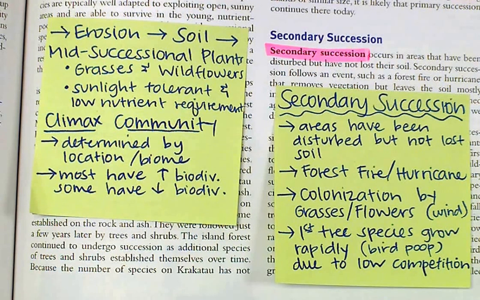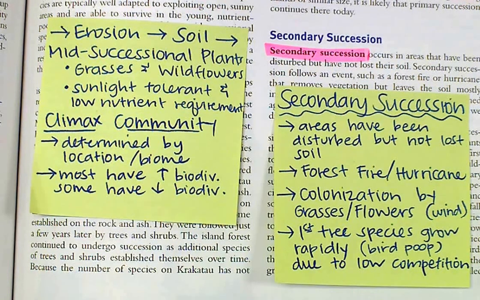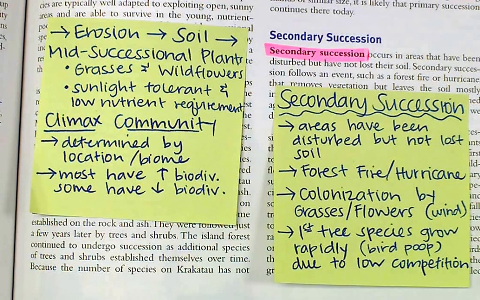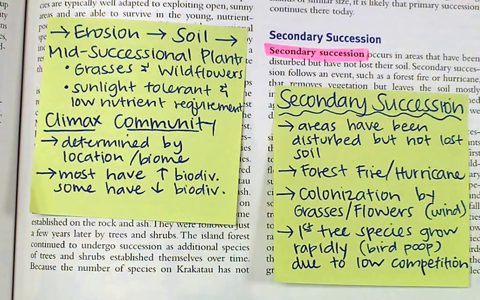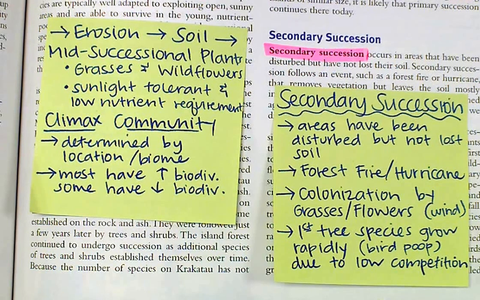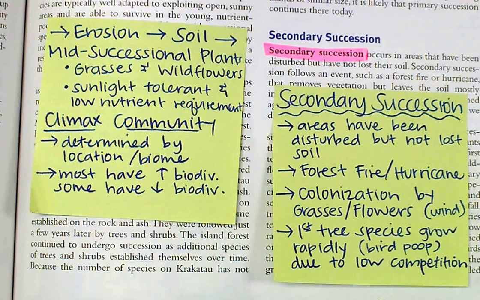Okay, so the soil is still intact. Some causes of secondary succession events might be a forest fire or a hurricane. Then the first species that are going to colonize an area in secondary succession are things like grasses and flowers, and their seeds are brought in by the wind or maybe some bird poop. Okay, so we're not going to have our pioneer species like mosses or lichens at first in a secondary succession area because they don't need to create soil. Okay, the soil is already there.